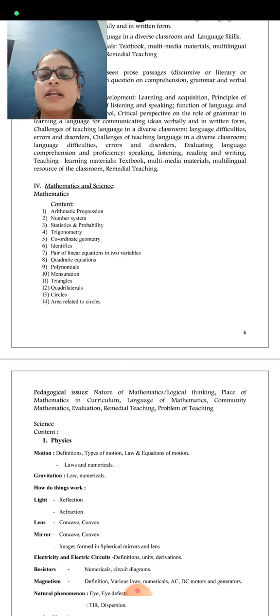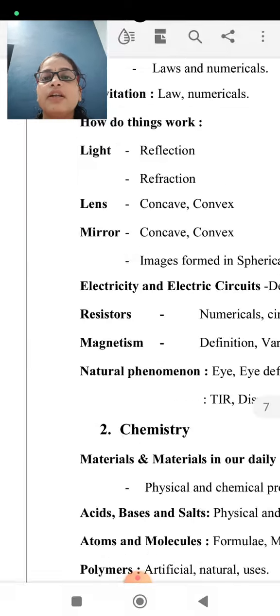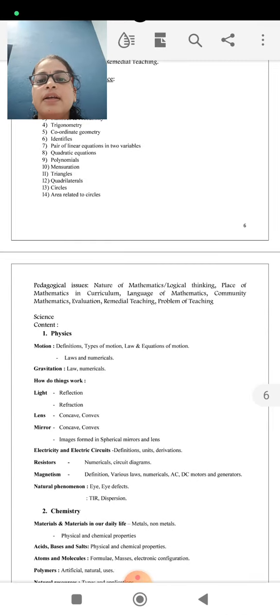Next one is area. The 14th chapter is area related to circles. Actually, in this chapter we are learning the theorems and area of the circle. In this chapter we may get application-oriented questions.